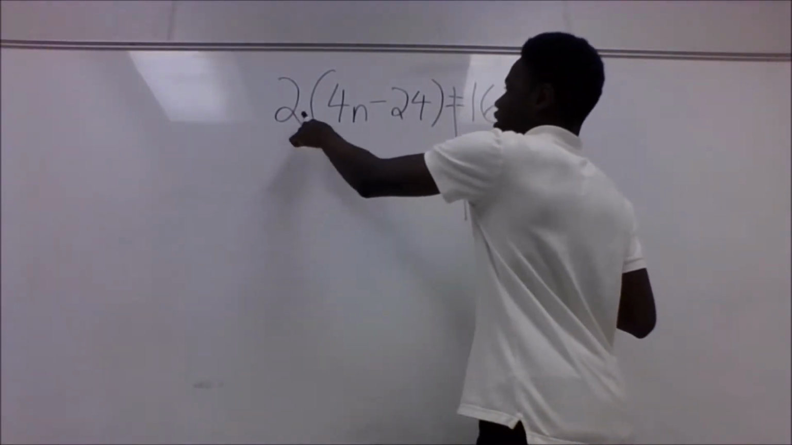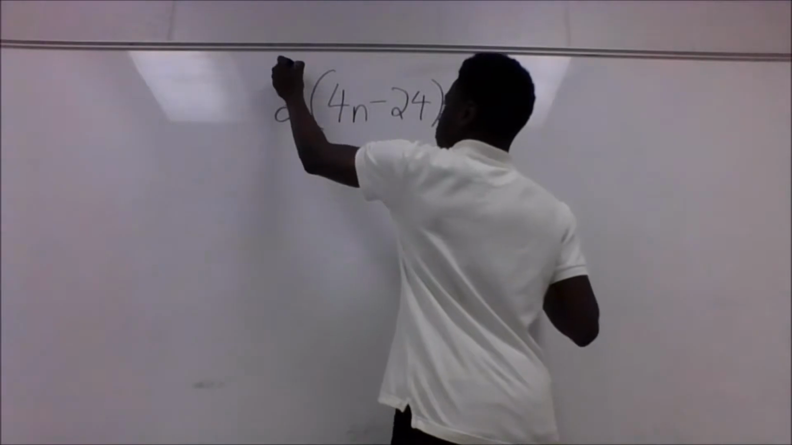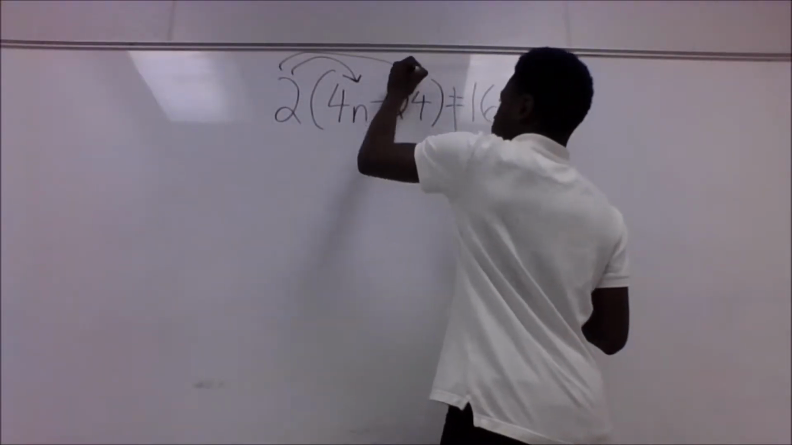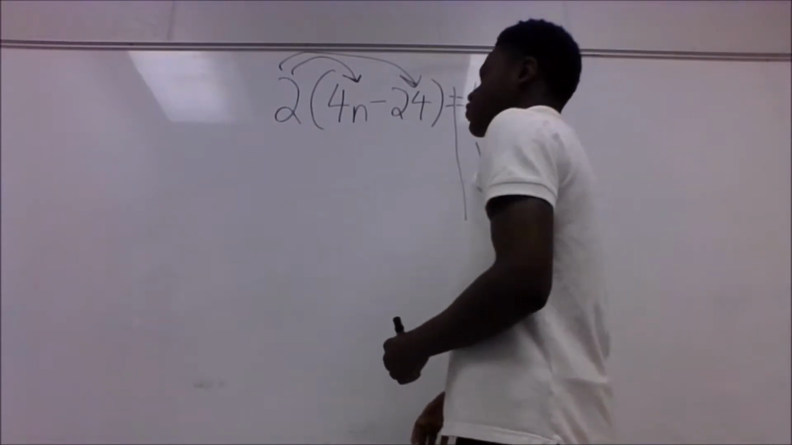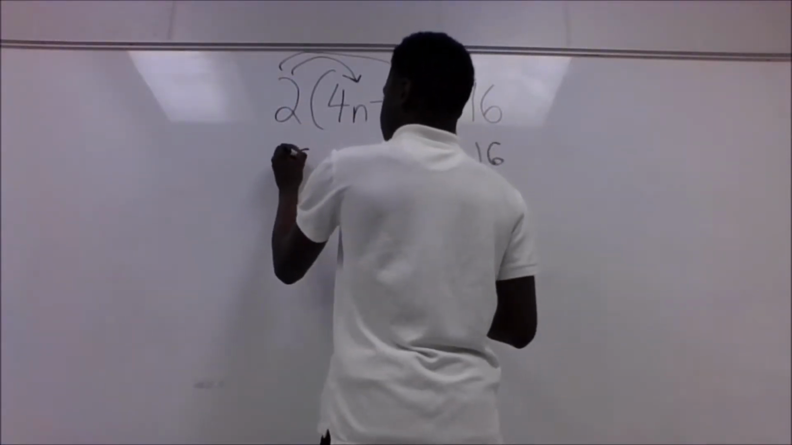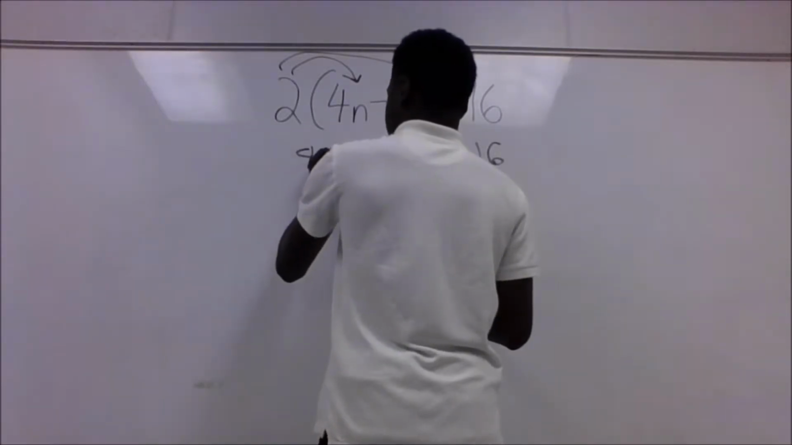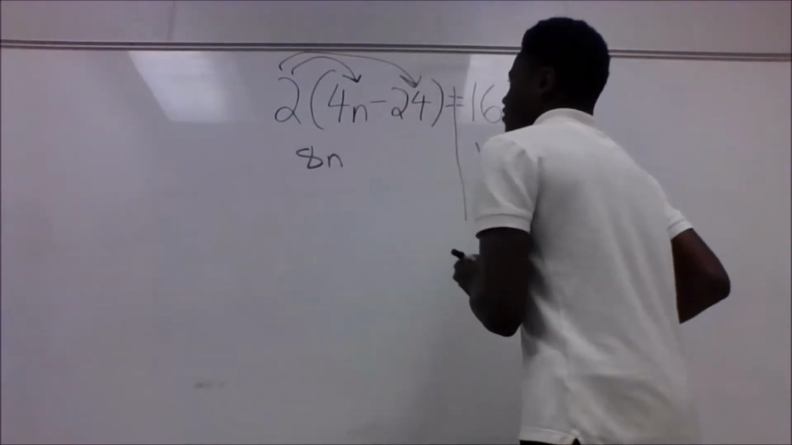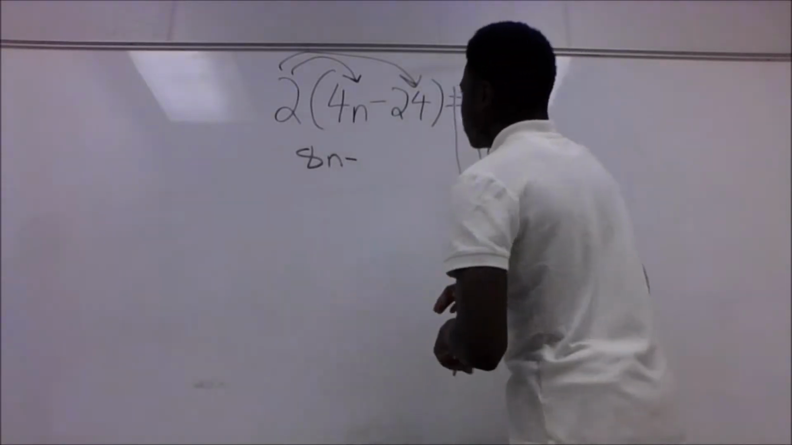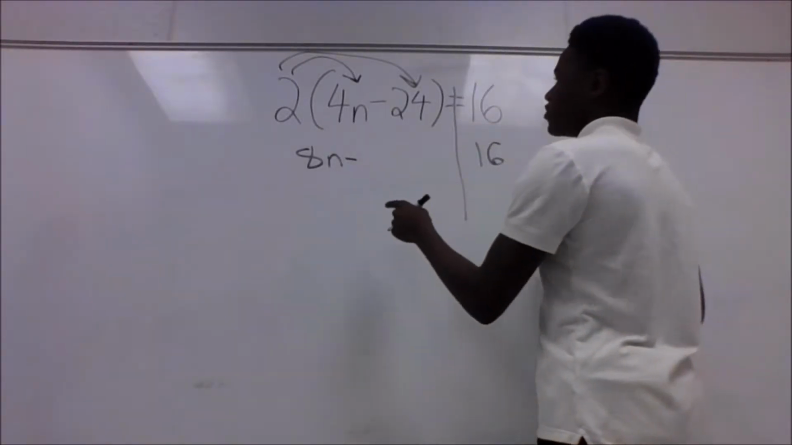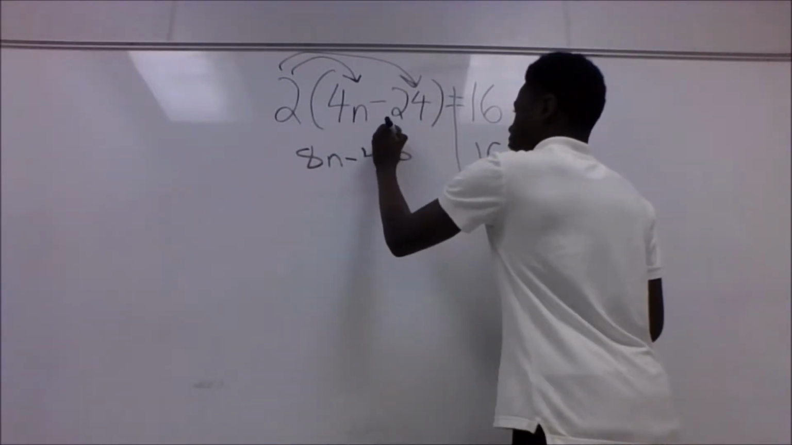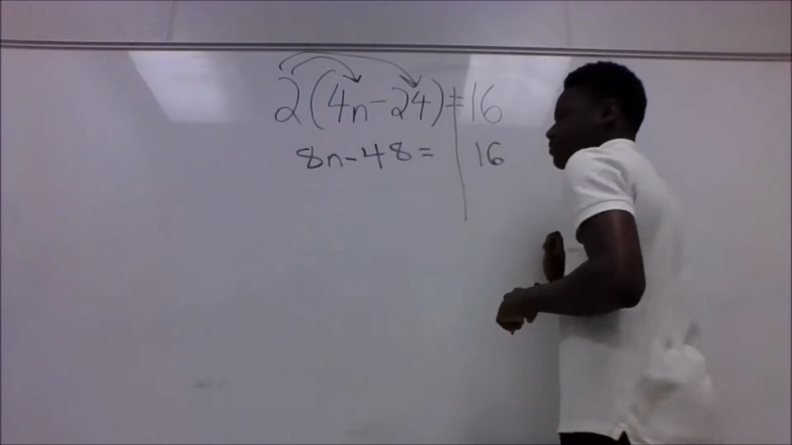This 2, you have to get everything in this box. So this 2, you want to multiply everything in the parentheses. So 2 times 4n will give you 8n. And then you want to put a subtraction. Okay, so 2 times 24 will give you 48. Put your equal sign.